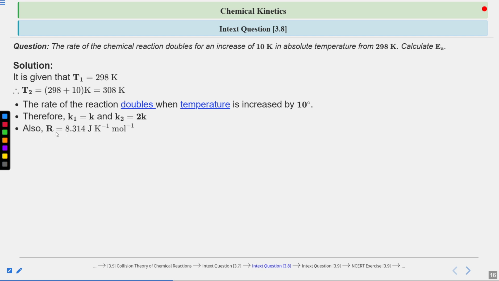The R value, which is the gas constant, you know, is 8.314 joule per Kelvin per mole, right? This is the gas constant value.